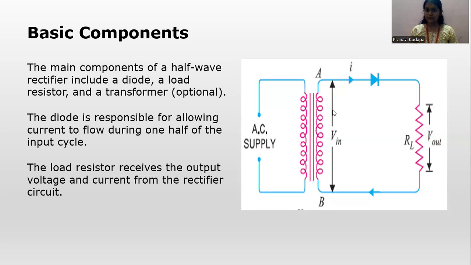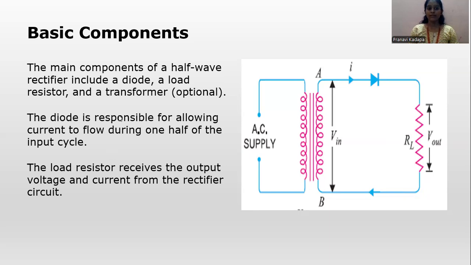What are the basic components of the half-wave rectifier? As we are seeing in the picture here, we'll need one diode, a transformer, which is optional, and a load resistor. The main components of a half-wave rectifier include a diode, a load resistor, and a transformer. A diode is responsible for allowing current to flow during one half of the input cycle. The load resistor receives the output voltage and current from the rectifier circuit.